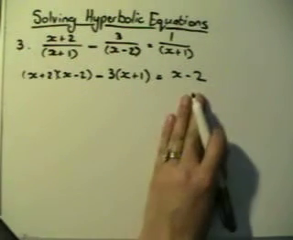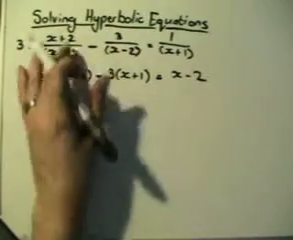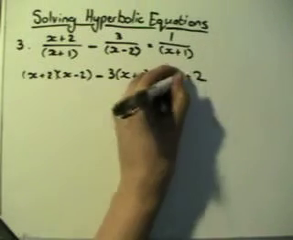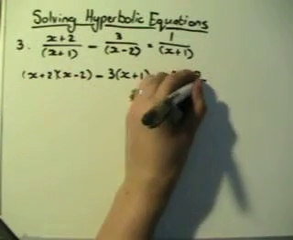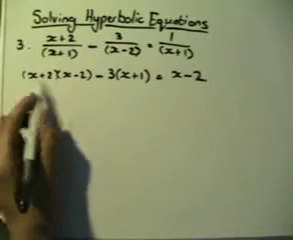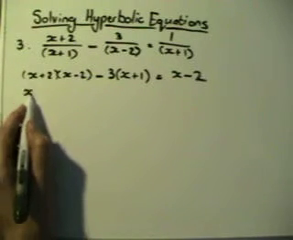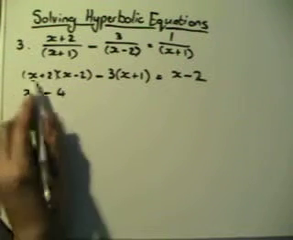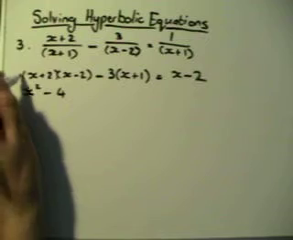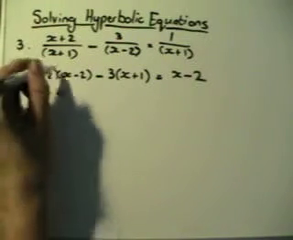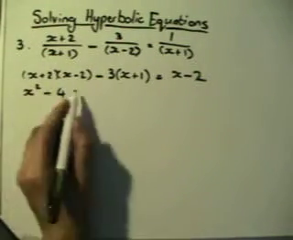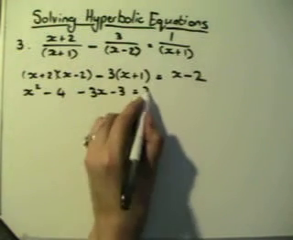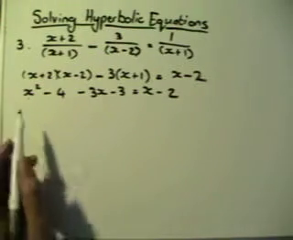If you are still a bit shaky on this step, pause the video, go and multiply it out slowly for yourself and see if you get to the same thing that I do. Then I'm going to multiply out these 2 brackets, giving me, and I can see this is a difference of squares, so it's going to become x squared minus 4, because if I take this and factorize it, it's going to become that. So the product of this should be that. Minus 3x minus 3 is equal to x minus 2.